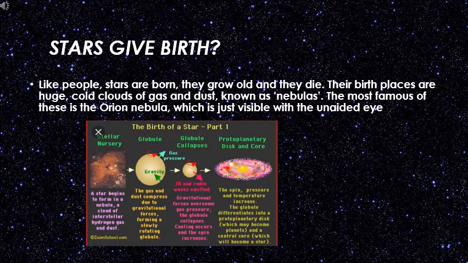This is star birth. Like people, stars are born, they grow old, and they die. The birthplaces are huge cold clouds of gas and dust, known as nebulas. The most famous of these is the Orion Nebula, which is just visible to the unaided eye. Stars are born within clouds of dust scattered throughout most galaxies.